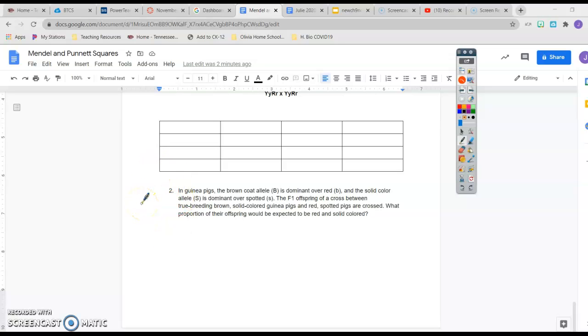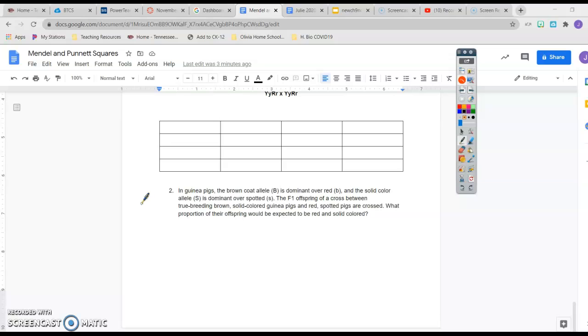So it says, in guinea pigs, the brown coat allele is dominant over red, and the solid color allele is dominant over spotted. So this is a dihybrid, a 2-factor trait, because we're looking at coat color and whether it is solid or spotted. The F1 offspring of a cross between a true breeding brown solid colored guinea pig and red spotted pigs are crossed. What proportion of their offspring would be expected to be red and solid colored?